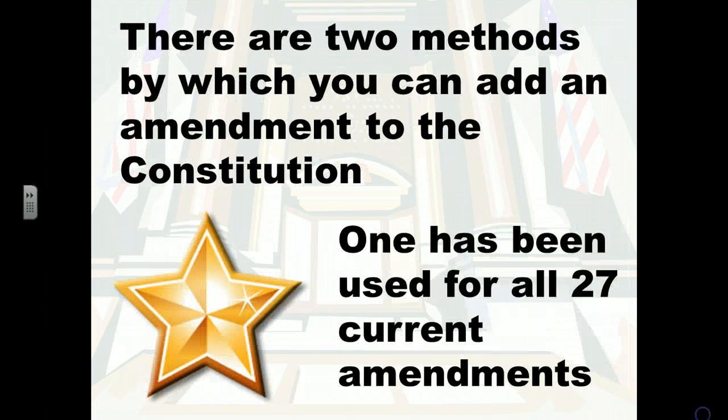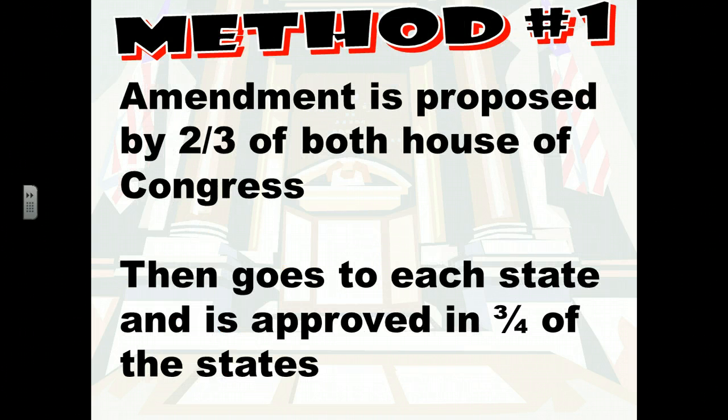We won't spend a lot of time on the process today, but basically there are two methods by which you can add an amendment to the Constitution. One of them has been used to ratify or to add all 27 current amendments. The other method, Method 2, has never actually been used before to add an amendment. All right, so let's talk about Method 1. This is the one that has been used for every amendment.